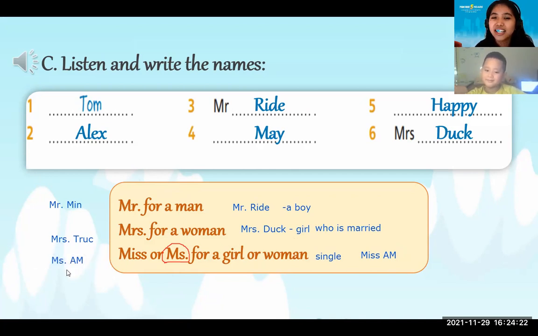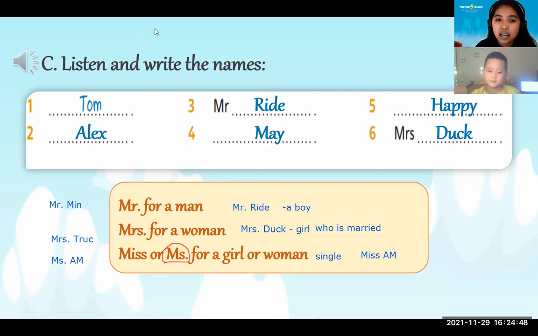Girl. Okay, so we use Miss for a girl and also Mrs. for a girl, and Mr. for a boy like you. Okay, do you understand? Do you understand, Hymen? I don't know. Okay, so yes, you understand.